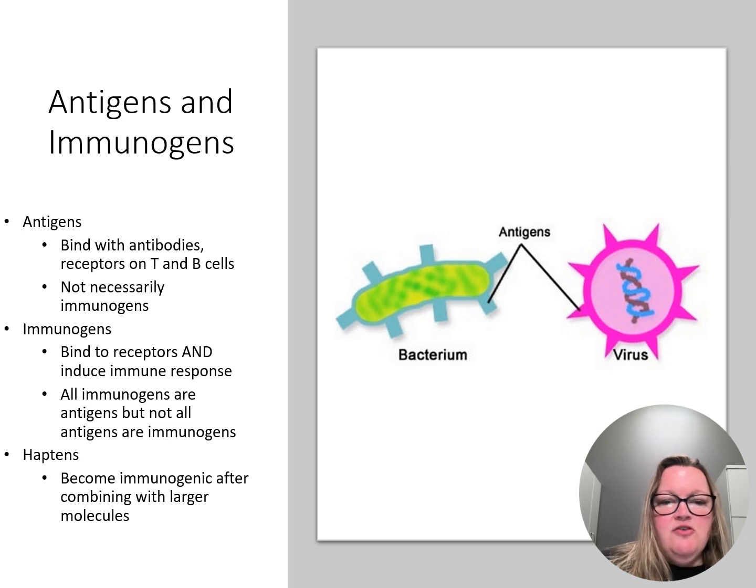Typically, an antigen is describing a molecule that binds with the antibodies at the antigen receptors of the B and T cells. An immunogen, though, specifically binds with receptors and will induce the immune response. So it would make sense then that all immunogens are antigens because they bind at receptors, but not all antigens are immunogens. Sometimes an antigen will not produce an immune response.